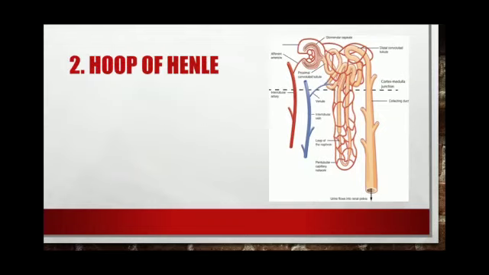The loop of Henle has three parts: the descending thick segment, the ascending thin segment, which is followed by the thick ascending limb. The most important function of the loop of Henle is the concentration of urine, which is achieved by the countercurrent mechanism.